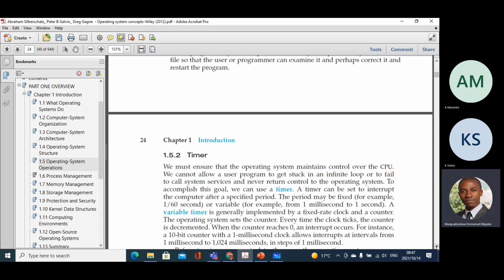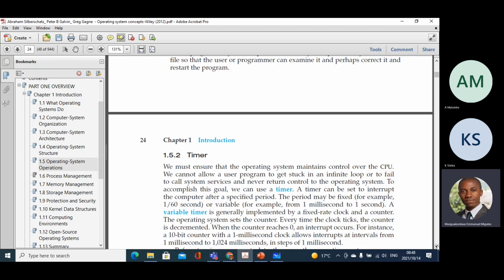The next concept when it comes to operating system operations is the timer, because without time, a computer cannot function. A lot of features of a computer will not be accessible. So the timer is part and parcel of the operating system operations. It's actually one of the key operations of the operating system. We must ensure that the operating system maintains control over the CPU. We cannot allow a user program to get stuck in an infinite loop.